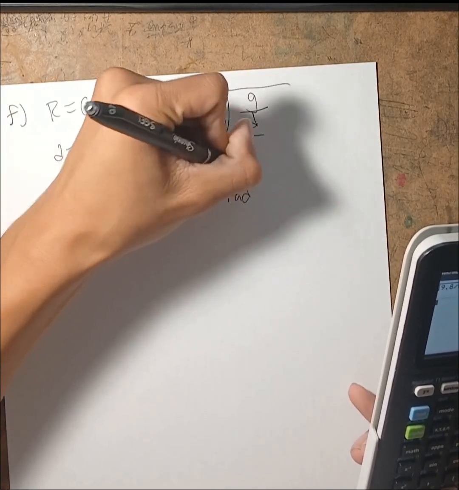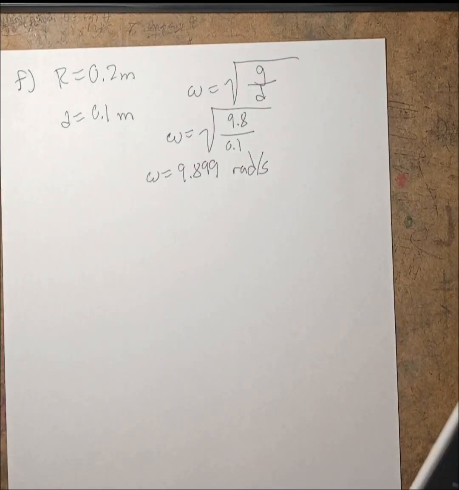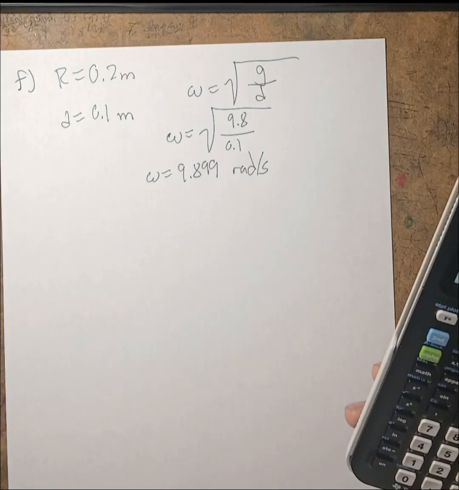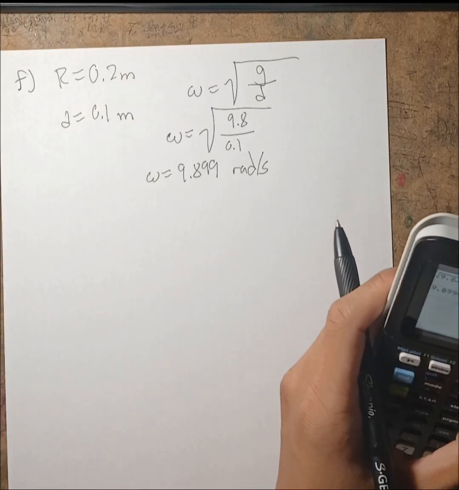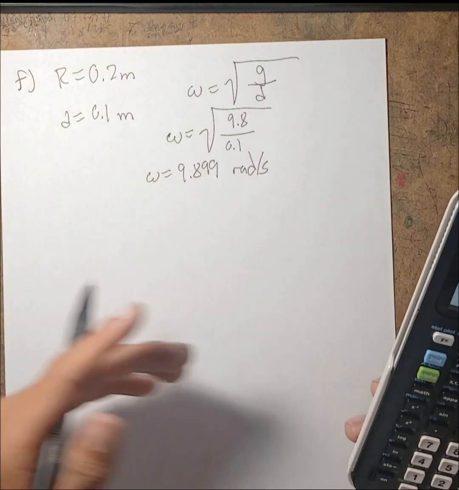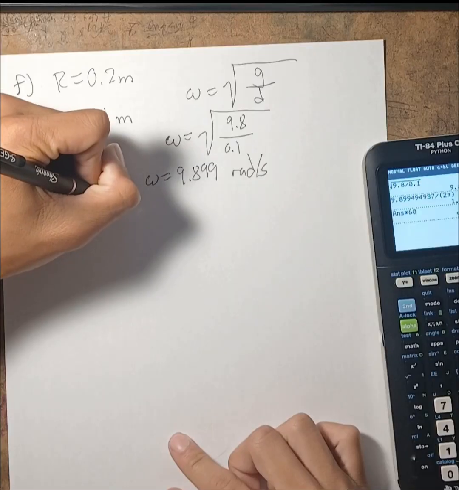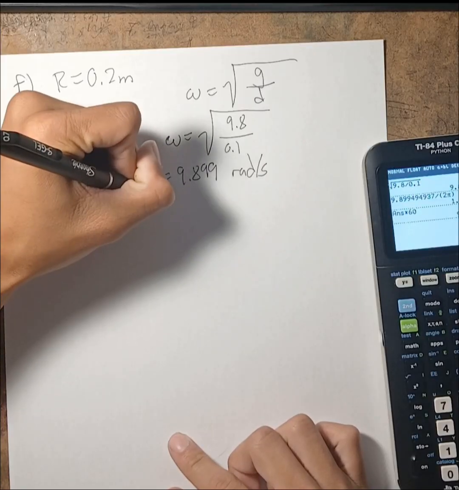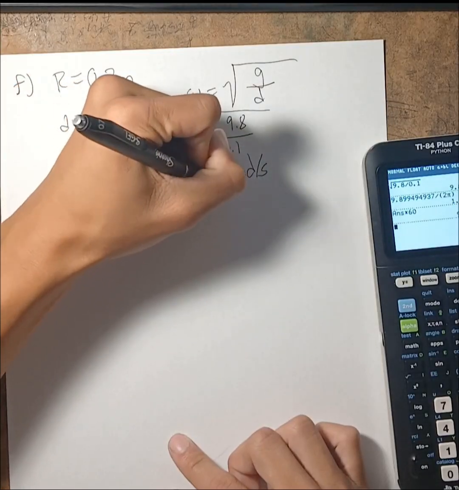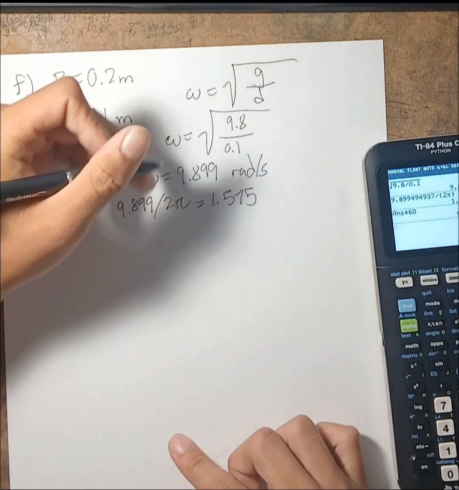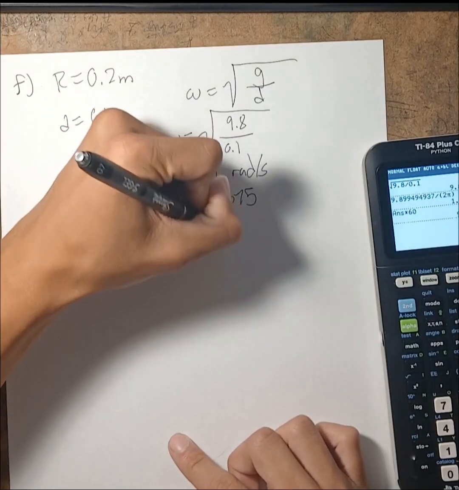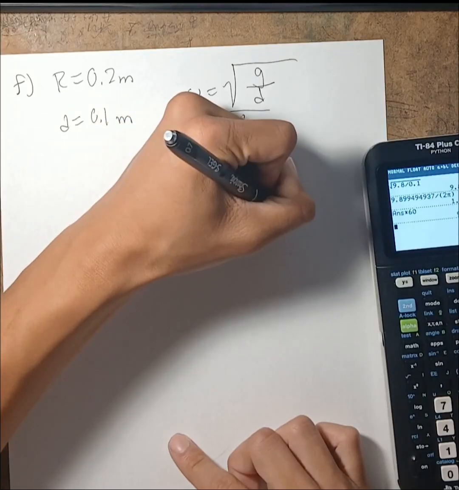Omega equals 9.899 rads per second, and we want to convert this to revs per minute. So we divide it by 2 pi, because that's how many rads there are in one rev. Then we multiply that number by 60. So 9.899 divided by 2 pi rads in one rev equals 1.575. And then we multiply that by 60 seconds in a minute to get 94.533 revs per minute.